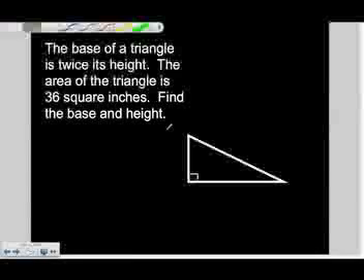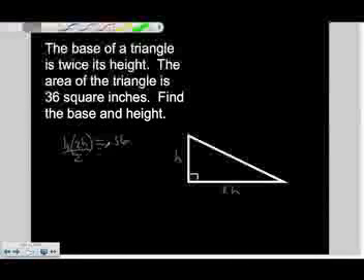Alright, let's do a little bit more of a tricky one. Let's say the base of a triangle is twice its height. So if I have some height here, if I multiply it by 2, I get the base. The area of the triangle, height times 2 times the height, is equal to 36. By the way, this needs to be divided by 2 because it's a triangle. Find the base and the height.